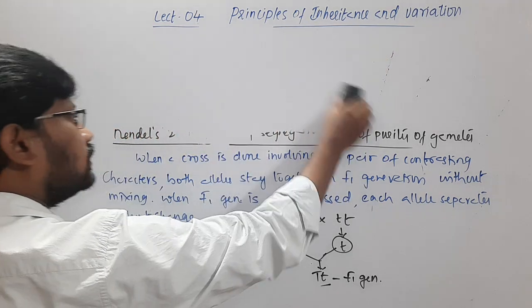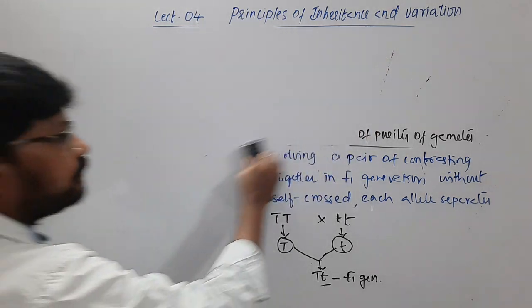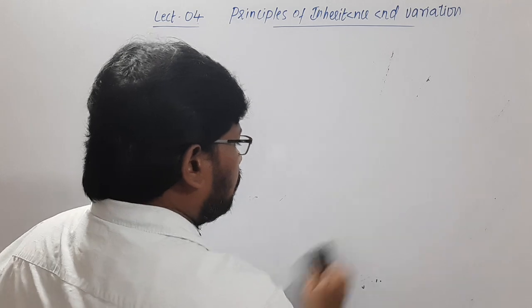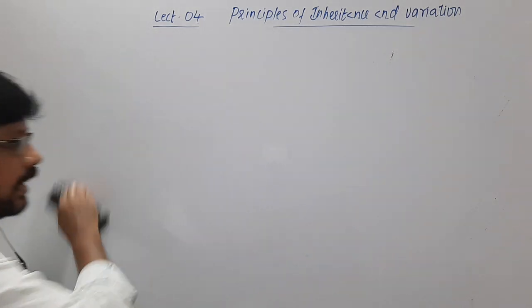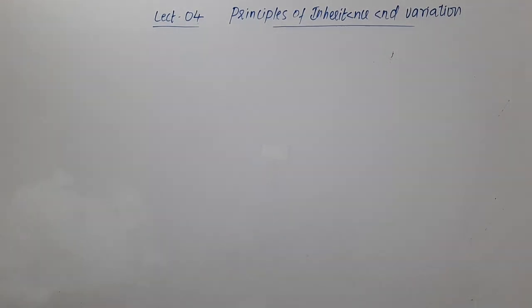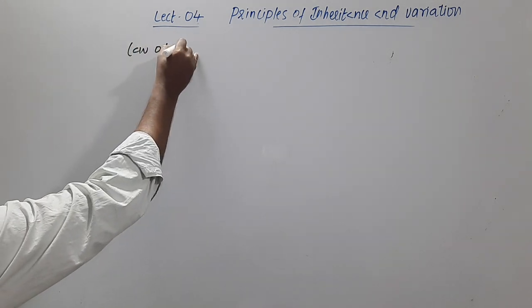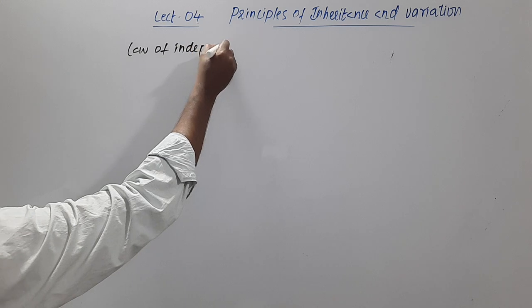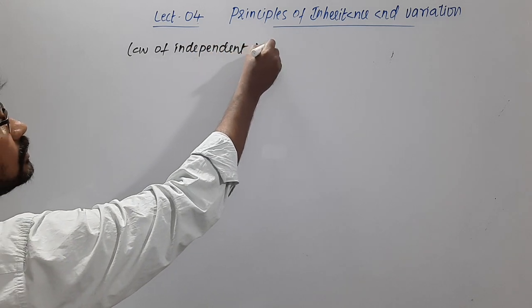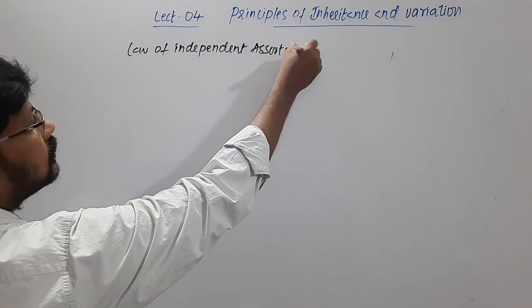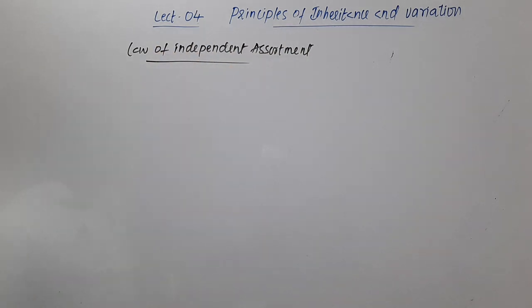Now let's look at the third law, the law of independent assortment. The next one is the law of independent assortment. Let's see the definition first.